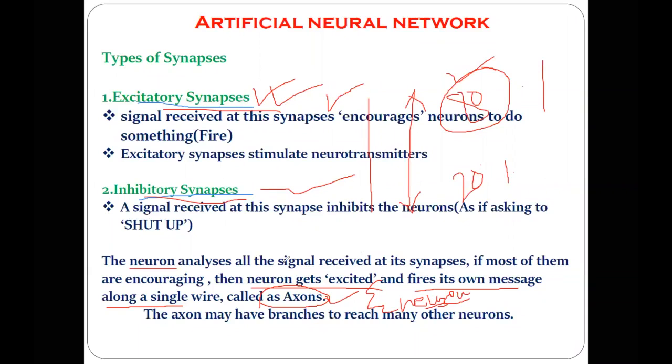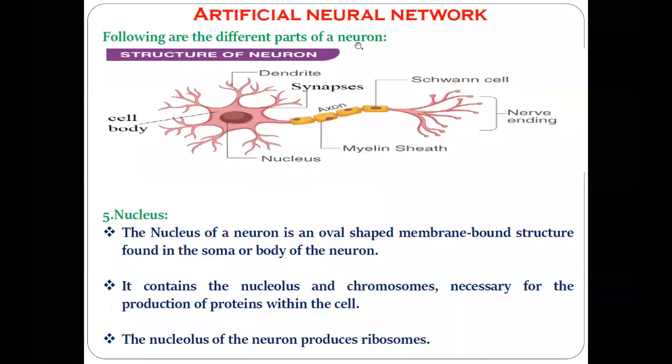So that's why you can see in the diagram also, the axon may have branches to reach many other neurons. You can see in the diagram this axon being connected to the other parts of the body, and it is also being connected to the other neurons. So the synapse is a very important part of our brain or the nervous system. Now, which part is remaining to discuss?